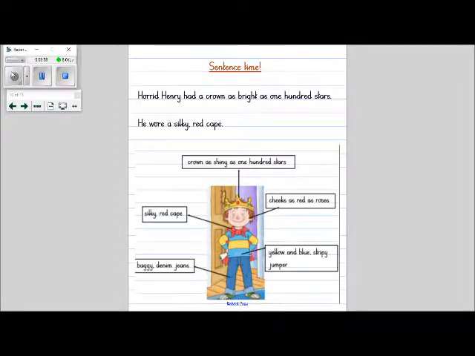Using your own descriptions for the other three parts, can you write a sentence for his cheeks, his jumper and his jeans? Your challenge is to write at least 5 sentences to describe Horrid Henry. Are there any other parts of Horrid Henry that you can write about?